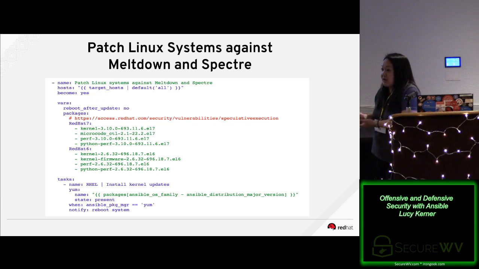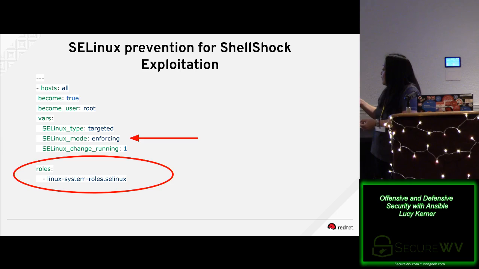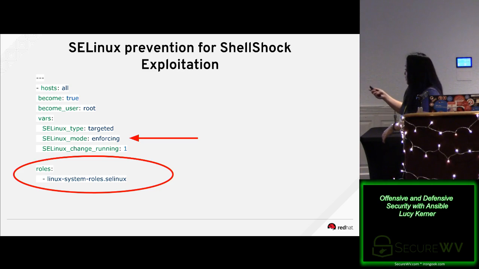So let's say that machine or these machines can't be patched, for whatever reason it can't be patched, right? So in that case, for ShellShock, for example, let's say I can't patch it. Then I can use SELinux to prevent vulnerabilities like the ShellShock exploitation. And the SELinux system roles are Ansible roles that we provide inside our operating system to do various automations for configuration. In this case, it's configuring SELinux.